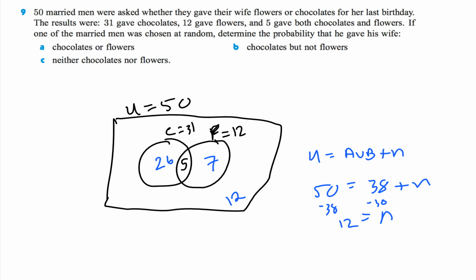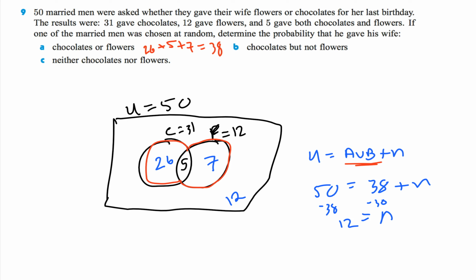So the first part, chocolate or flowers. Remember, that's like the union. That's the thing we just found. Chocolates or flowers, right? So they gave chocolates or they gave flowers or both. So you just add 26 plus 5 plus 7. I think that should be 38.